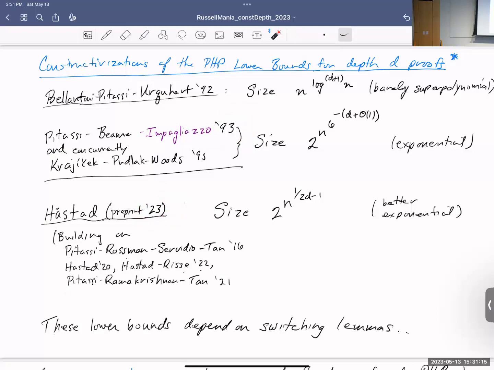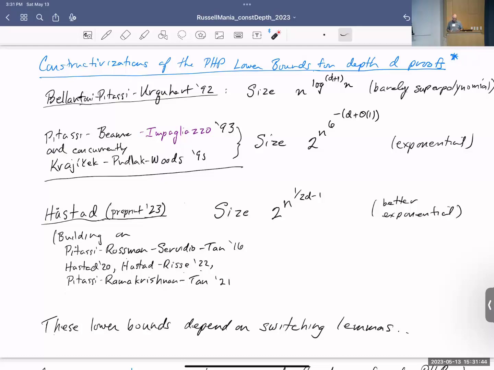Eventually, Johan Hastad, in a preprint, as Paul mentioned in his talk, that came out just last month, or beginning of last month, improved this size bound to 2 to the n to the 1 over 2d minus 1, a much better exponential lower bound. Right? Okay. And there was a series of papers before that, which I've named here, Tony and others, who started with Sighton principles, and these sort of improved up to this result.